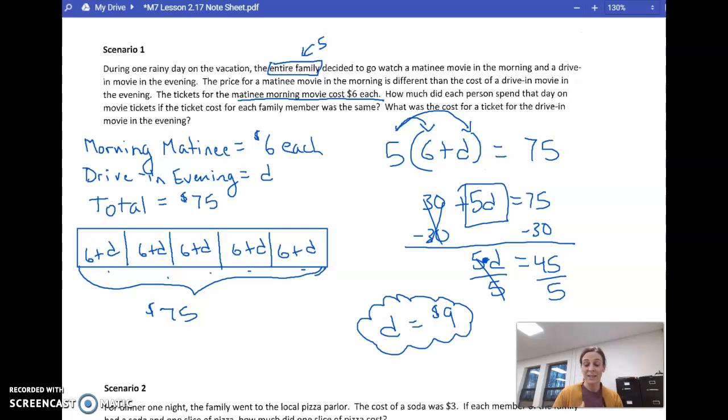All right, so again, in this video and the next video, we're going to take the information about this family vacation, and we're going to use the tape diagram to change it into an algebraic equation.